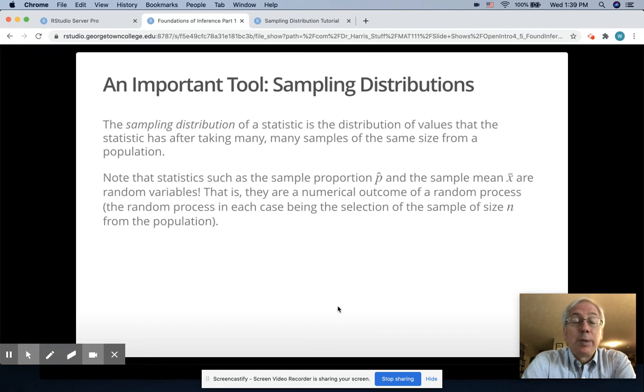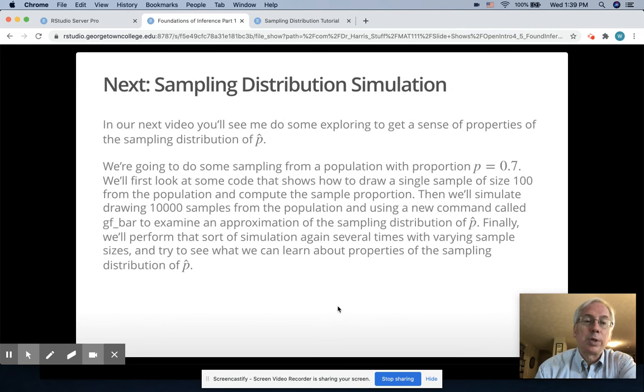Same thing would be true if we took a random sample and we had some numerical attribute that we collected from every individual in the sample, and we computed the sample mean. That's an example of a random variable. It's a numerical outcome to a random process. So we're computing, in this chapter, sample proportion after sample proportion. We can imagine taking many different samples, computing many different sample proportions, and we're interested in what we can say about the density plot of all those sample proportions. And so that's what we're going to be doing in our next video.